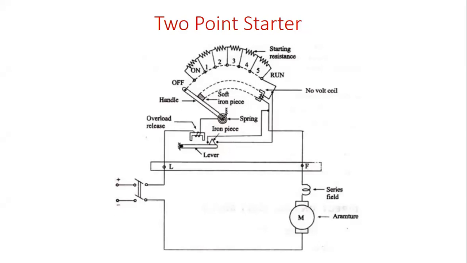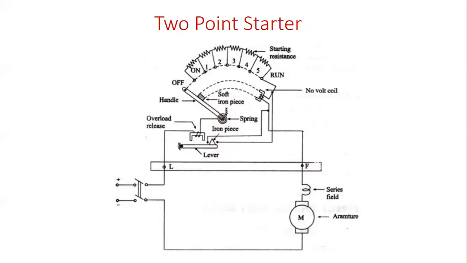So according to this, when the handle of the starter is moved from the off position to the run position, what happens? The soft iron in the handle will come in contact with this electromagnet here, right? And this electromagnet is said to be a no voltage coil, or a no voltage relay, right?